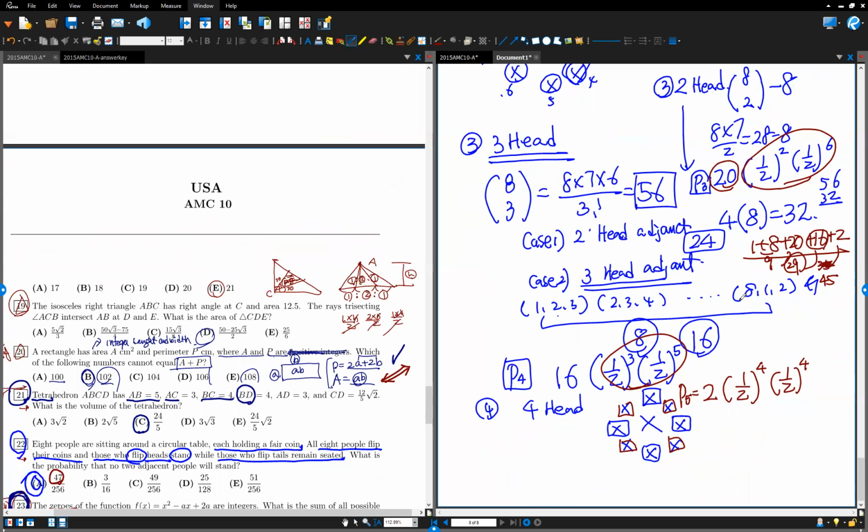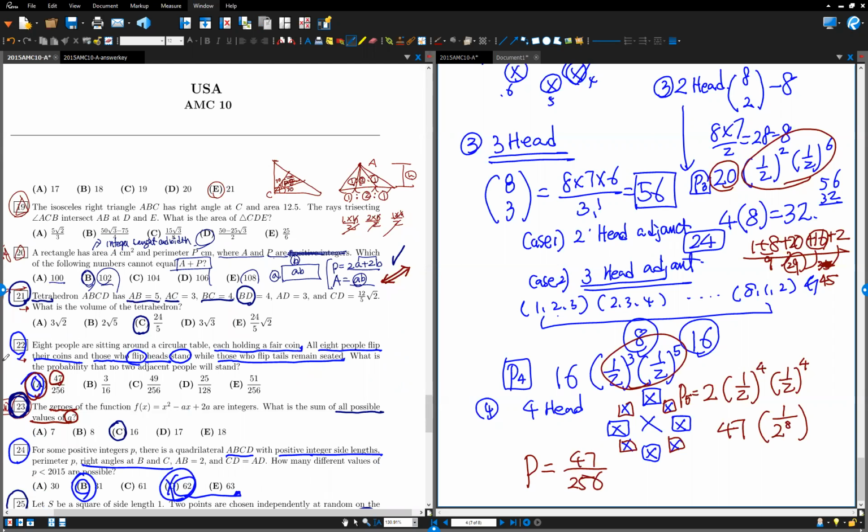Okay, so 47, right? So 47 times what is that? 1 over 2 to the what? 8th power, isn't it? That's the answer, okay? So 2 to the 8 is how much? 256. That's true, right? 2 to the 9 is what? 512. 2 to 10 is what? 1024, right? So probability of this case is what? 47 over 256. Yeah, that is correct.